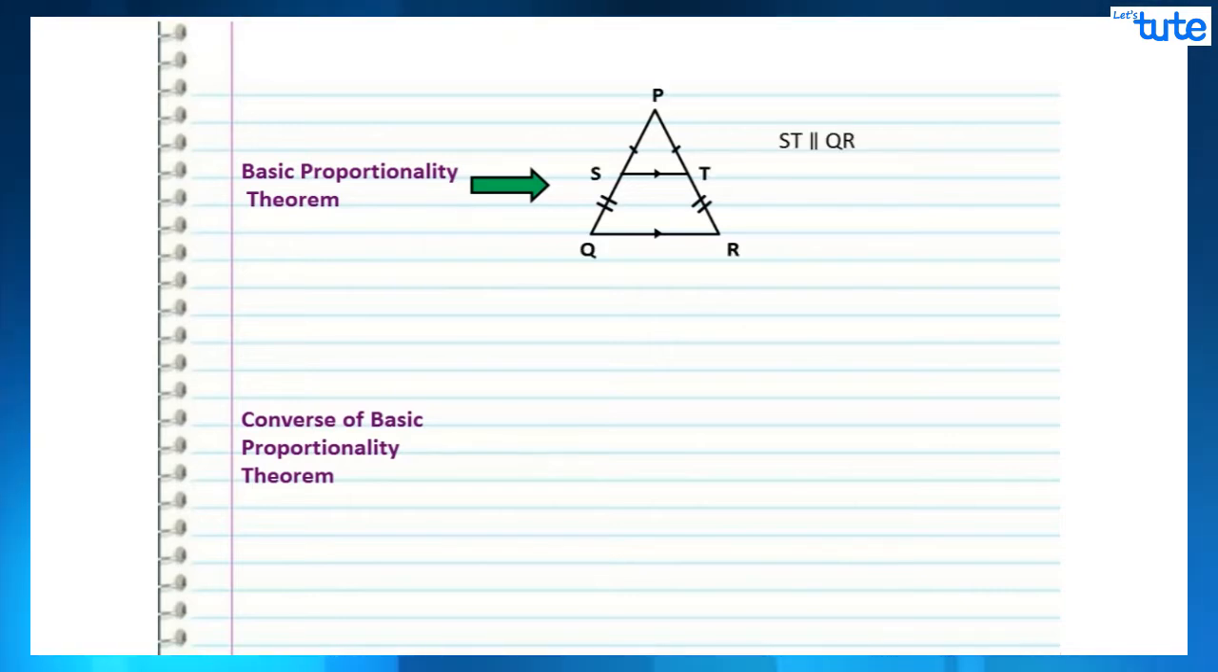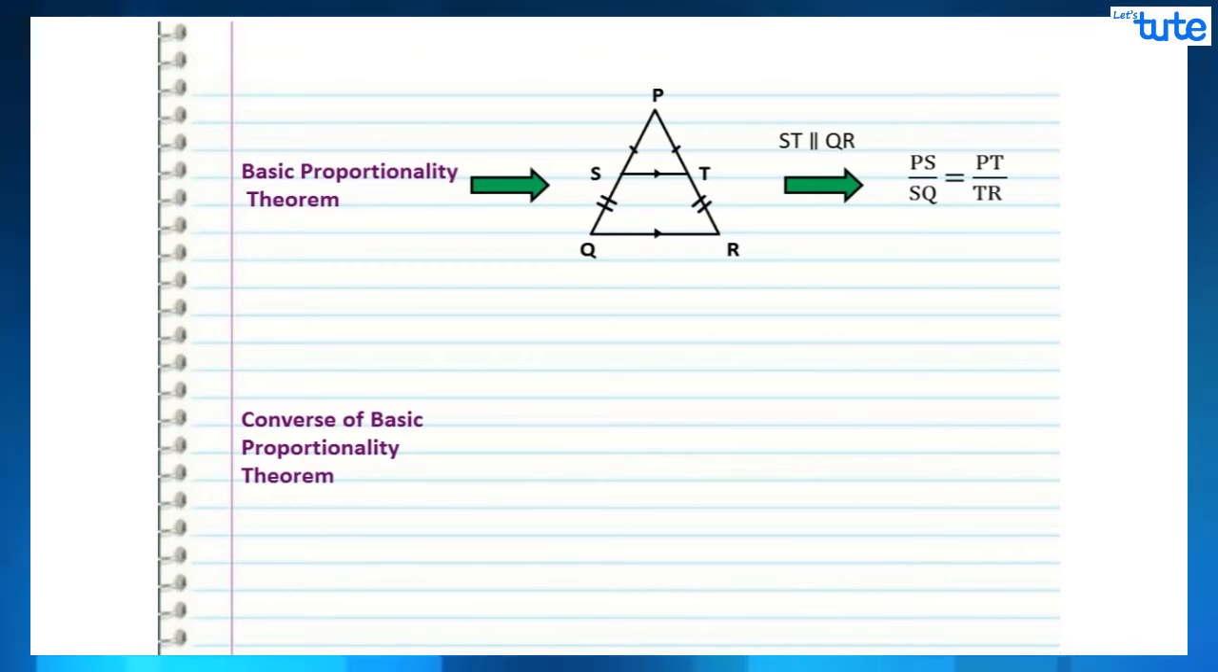The first is the basic proportionality theorem. It states that if a line is drawn parallel to one side of a triangle to intersect the other two sides in distinct points, the other two sides are divided in the same ratio. Say for example in triangle PQR, if ST is parallel to QR, then PS upon SQ equals to PT upon TR.